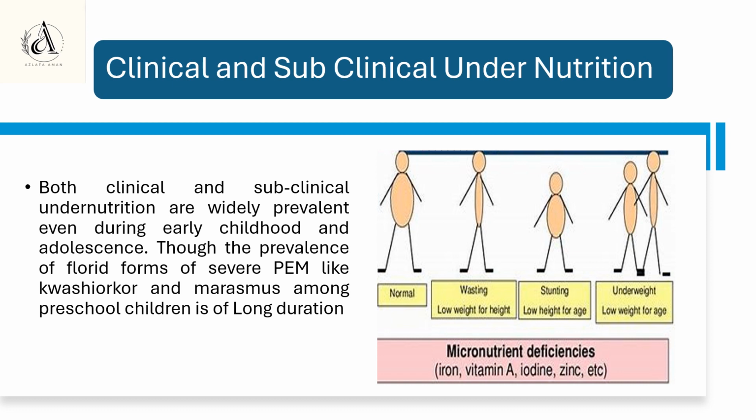Clinical and subclinical undernutrition are widely prevalent even during early childhood and adolescence, though the prevalence of the florid forms of severe PEM, that is protein energy malnutrition, like kwashiorkor and marasmus, among preschool children is of long duration.